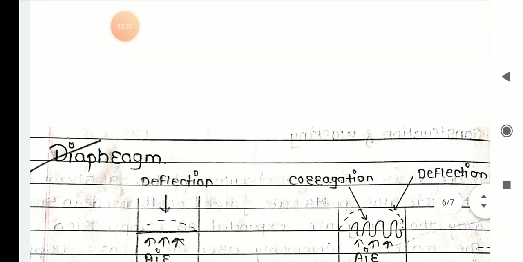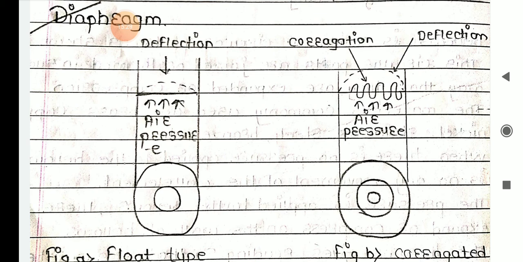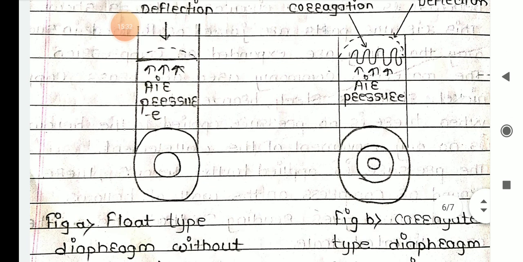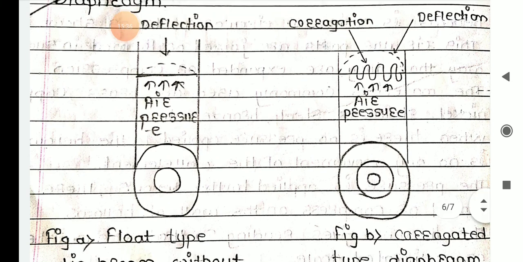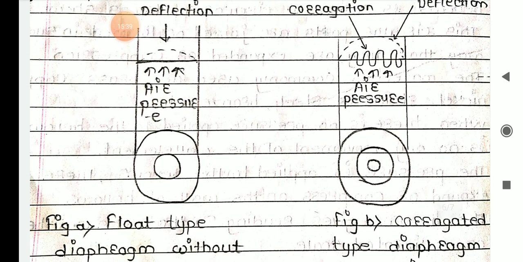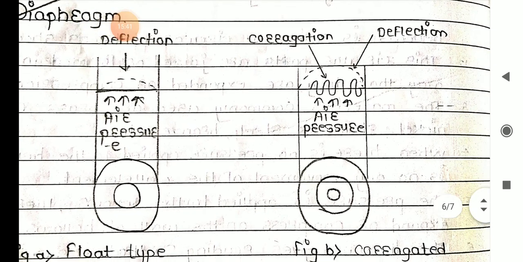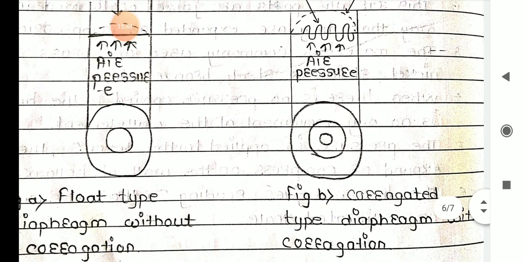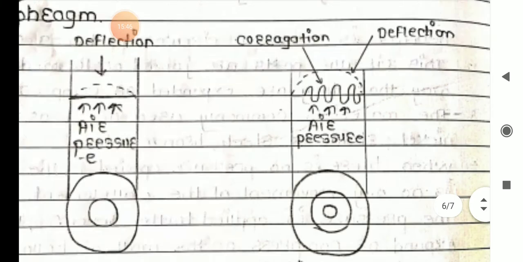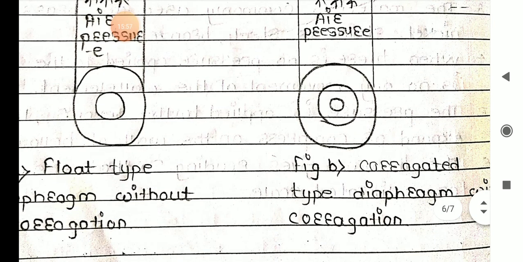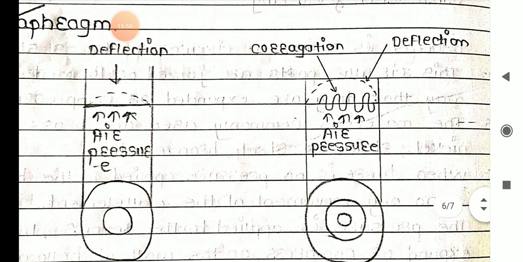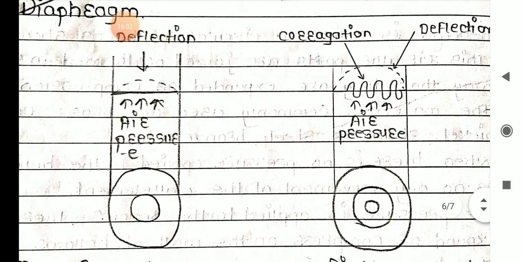last type of pressure measurement, that is the diaphragm. As shown in the figure, you are having two diagrams. One is the flat type diaphragm without corrugation. Another one is the corrugated type diaphragm with corrugation. These are the two diagrams. You can compare these two. There is a difference between corrugated and without corrugation, that is the flat type and corrugated type. We will discuss in a brief way.